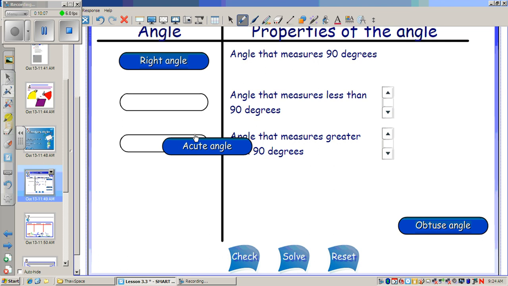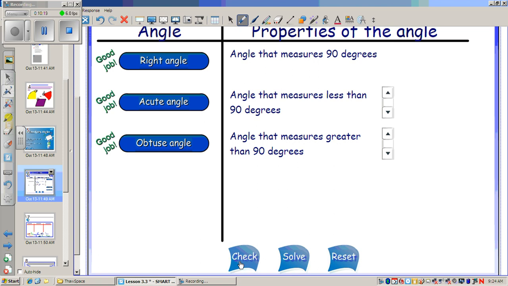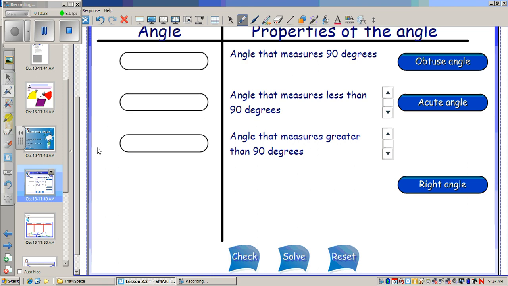Acute angle is a little teeny angle and it looks kind of cute. Good way to remember it. And a big one is obtuse. So we know that it measures more than 90 degrees and less than 180. So let's check. And we did them all right. So very good. Awesome job. Okay, let's move along then.